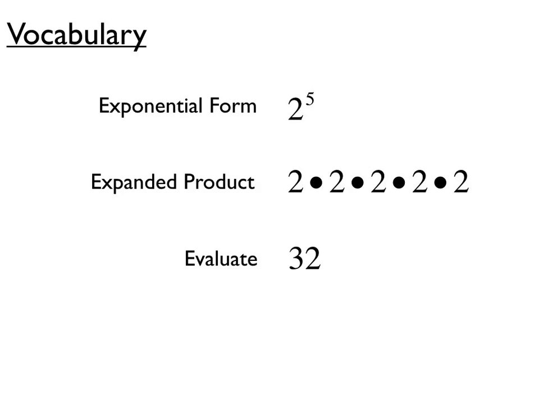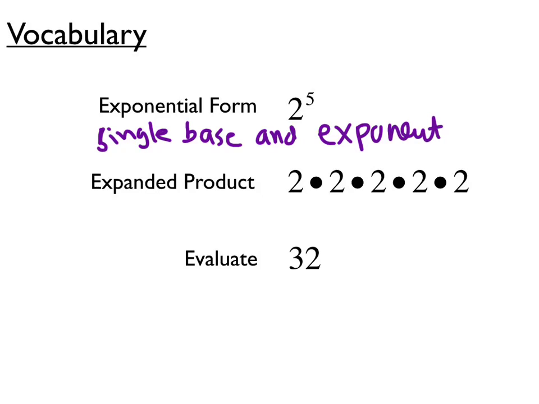Okay, good. Sometimes, especially on your homework tonight, you're going to see, instead of exponential form, go ahead and write this in your notes. It's going to say write it as a single base and exponent. This is the same thing as exponential form. Single base exponent. See how there's only one base and one exponent? That's what it is. Exponential form and single base with an exponent is the same thing.